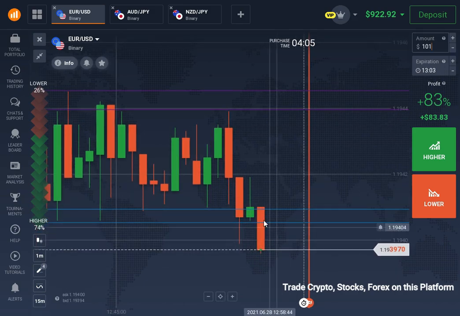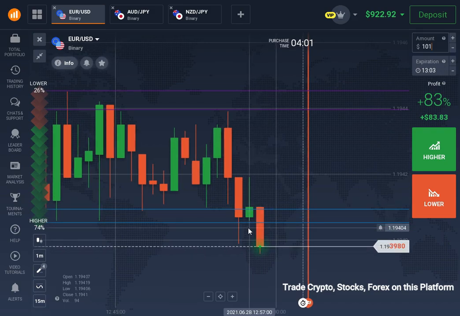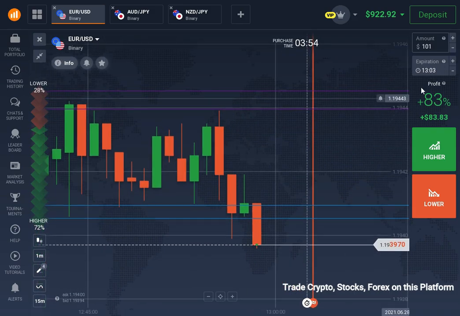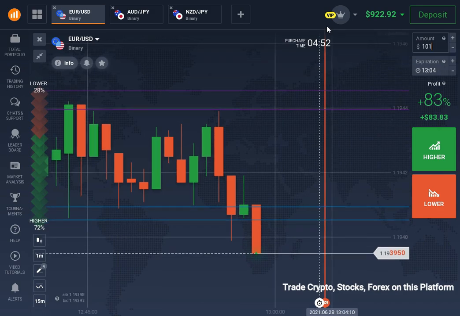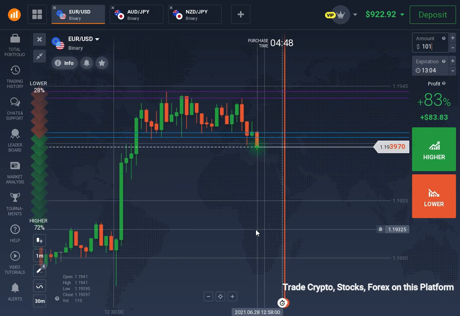Okay, as you can see, this is our breakout candlestick. I will wait for this candle to close to confirm that this is actually a breakout or not. So let's wait, and we will take a 5-minute trade. As you can see, I have selected the time, and I will wait for this candle to close.